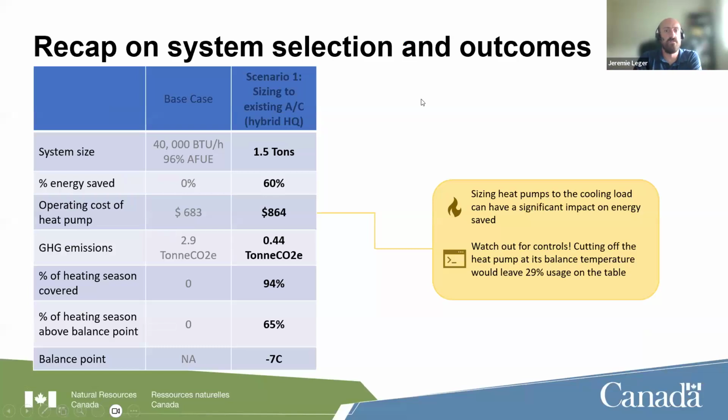So we started off with a base case where we had a system that had a 40,000 BTUs per hour, 96% AFUE furnace, which would have been the common furnace being installed, probably the smallest furnace that could be found for this home. Still a bit oversized because the heating load was 23,000 BTUs per hour. But unless you go with specific brands, that's probably the smallest model you'll find.